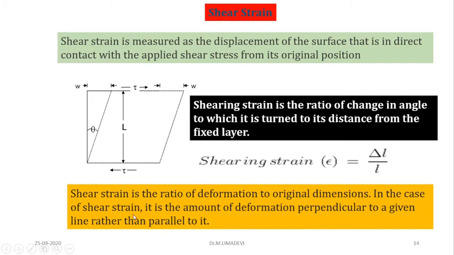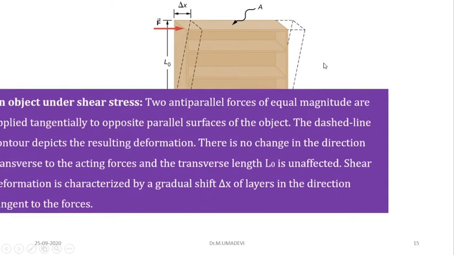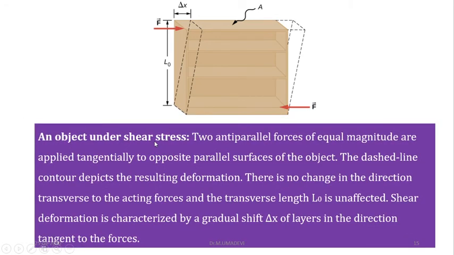In the case of shear strain, it is the amount of deformation perpendicular to the given line rather than parallel to it. Next, in the same shear stress diagram, let us consider two antiparallel forces F and F of equal magnitude, applied tangentially to opposite parallel faces. This force is applied in this direction and this force in that direction. The dashed line contour depicts the resulting deformation.